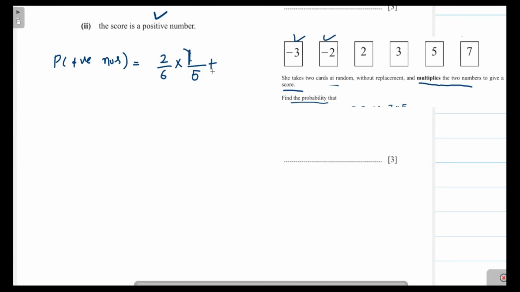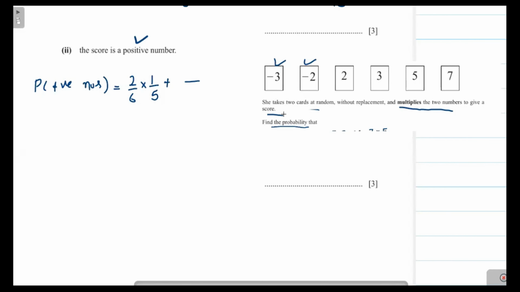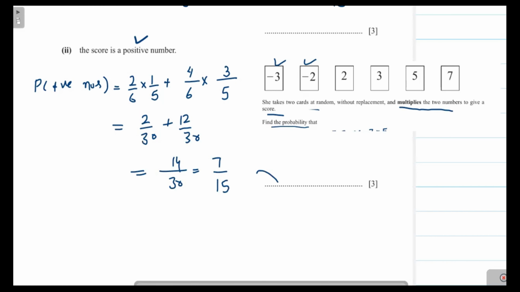And the probability that the product of 2 numbers is positive also holds when we choose both numbers positive. There are 4 positive numbers. Therefore, we choose the first card, and that probability will be 4 out of 6. Now the remaining total cards are 5. Now we choose the second positive number, which will be 3 out of 5. That will be 3 over 5. Now the answer becomes 2 over 30 plus 12 over 30, and this is 14 over 30. We can write it as 7 over 15 is the answer.